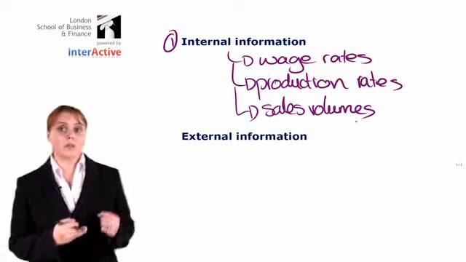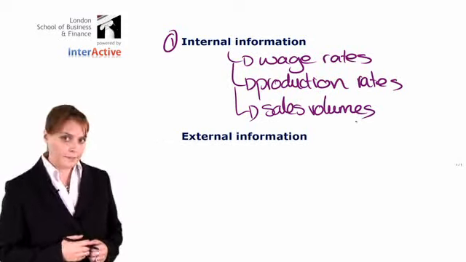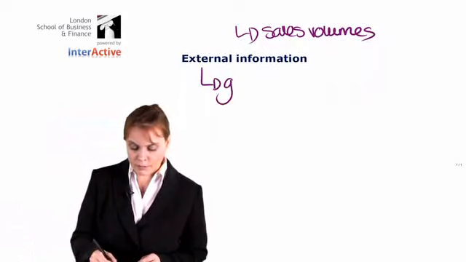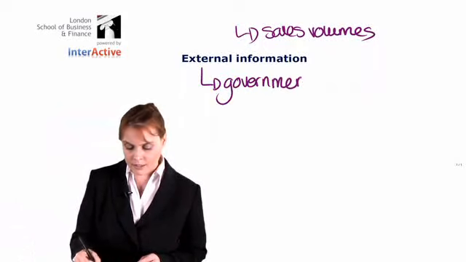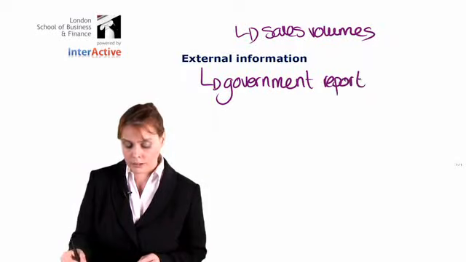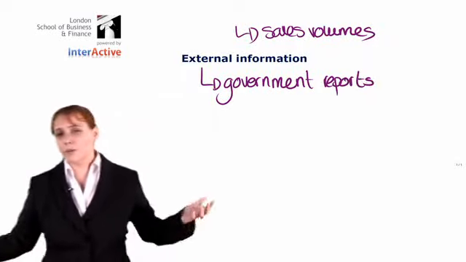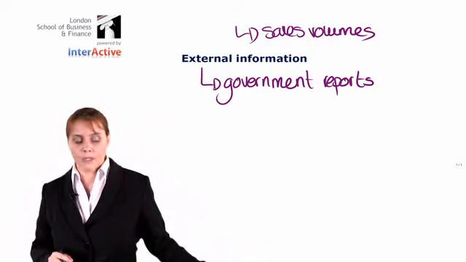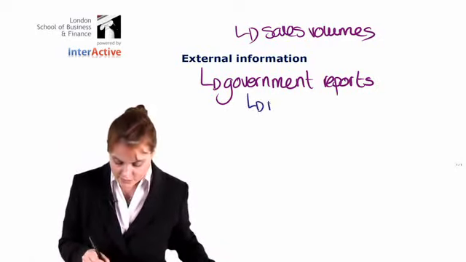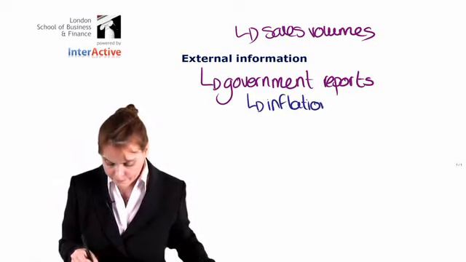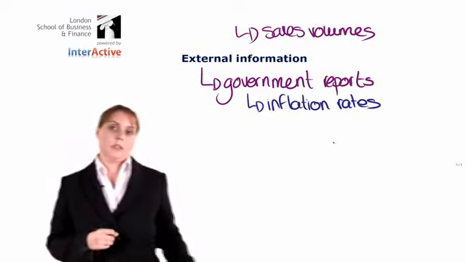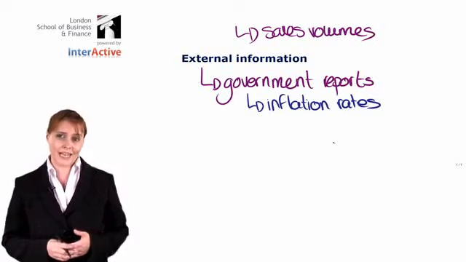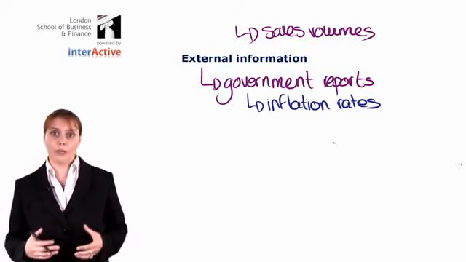However, we may also source information externally. One of our key sources of external information would be government reports and statistics. What might be included in government reports that would be of interest to us as we run our company? Well, the first thing I would suggest is inflation rates. Very important, in particular as part of our budgeting process, perhaps, for us to understand how much our price is likely to go up or down.